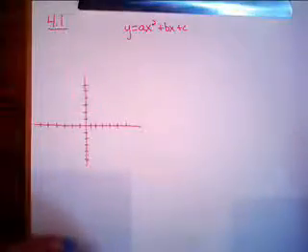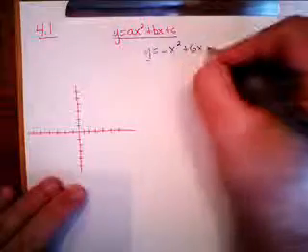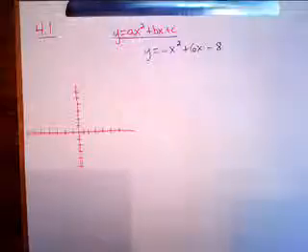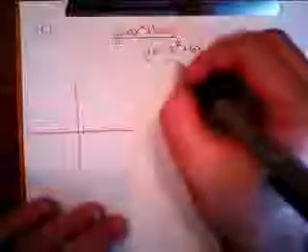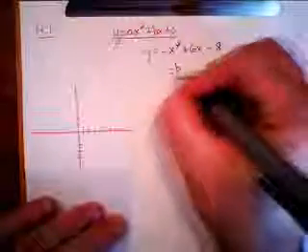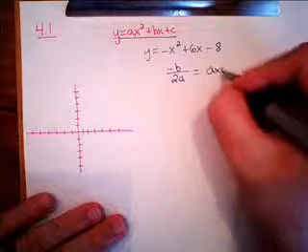Alright, section 4.1 is graphing quadratic functions that are in standard form. And standard form will look like this. And the first example that we're going to look at is graphing y equals negative x squared plus 6x minus 8. And doing this is not too tough. There's one thing you have to remember, and that's the formula negative b over 2a. And that's going to tell us your axis of symmetry.